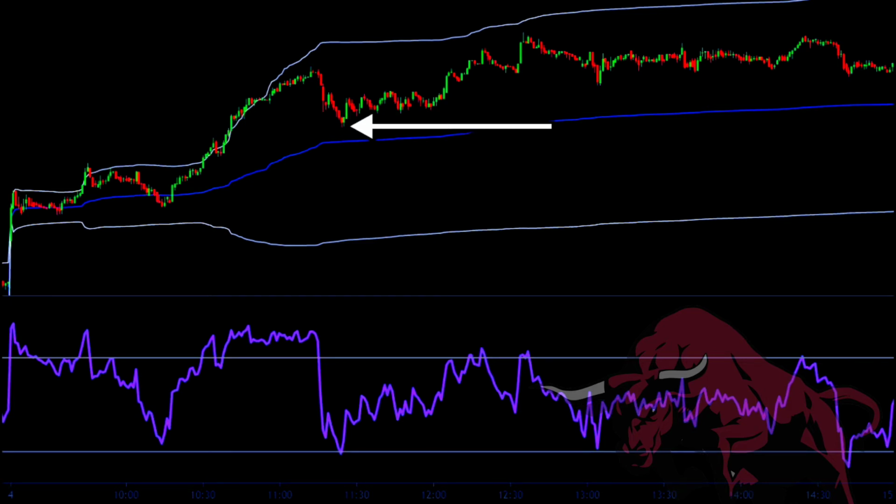So, we will buy here. We can keep our stop loss below the VWAP line, and we can place our targets at the recent highs. And as you can see, the price made a strong move on the upside. Therefore, we achieved profits on this trade.